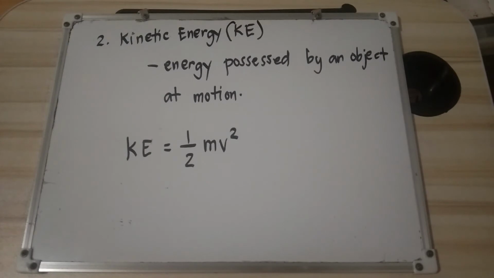Number 2, we have kinetic energy, or KE. Energy possessed by an object in motion. Kinetic energy is equal to 1/2 mv squared, where m is mass and v is for velocity.